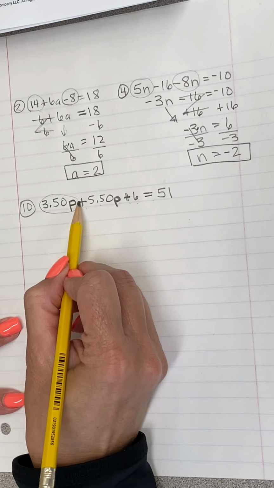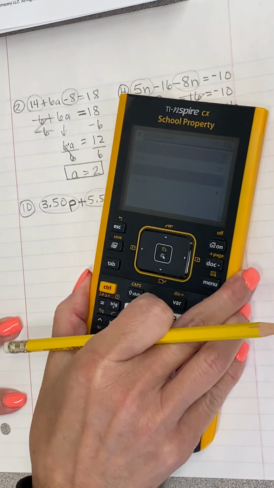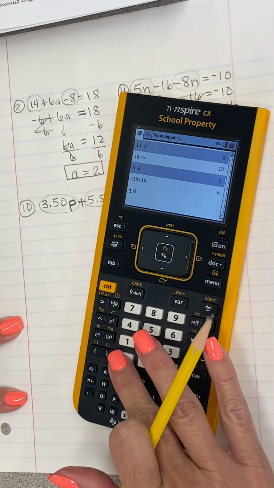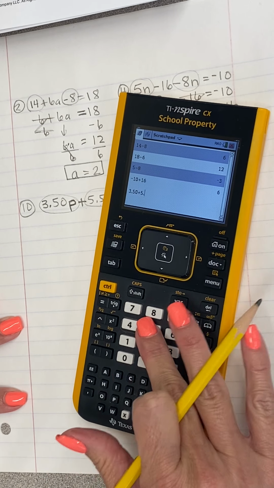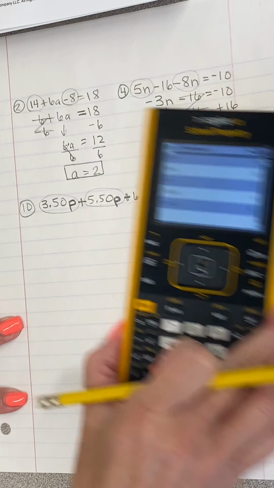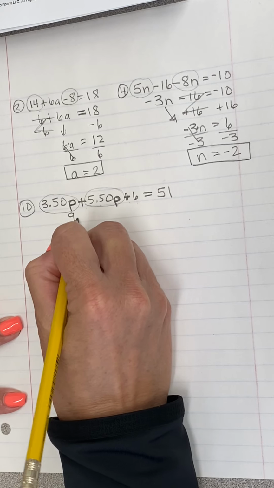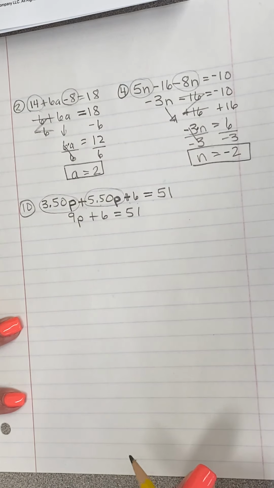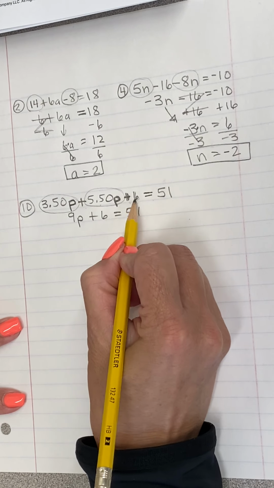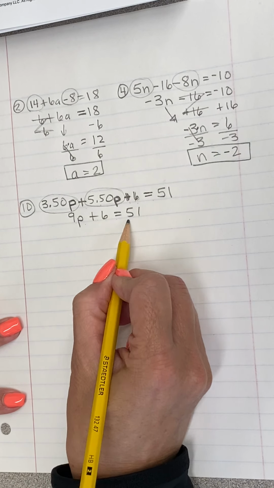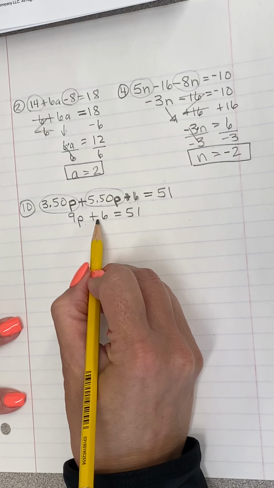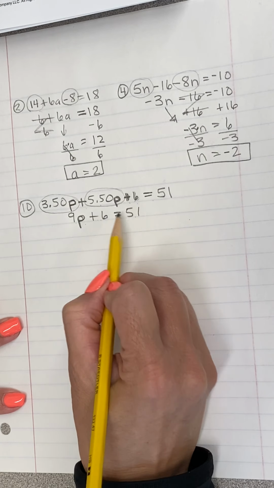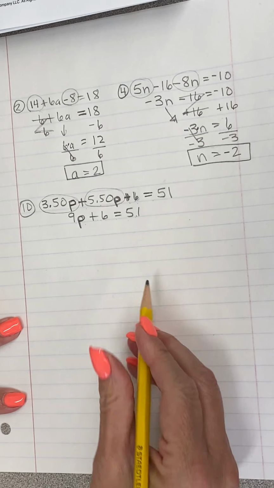I have like terms, the 3.50 and the 5.50. So I'm going to add 3.50 plus 5.50. That makes 9. So 9p plus 6 equals 51. Just bring down this plus 6. My like terms are this 6 and this 51, since the other term has the p.